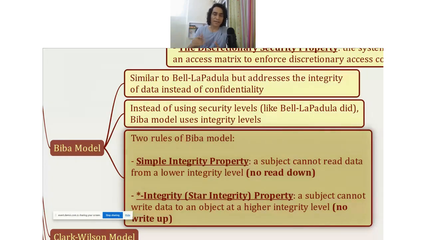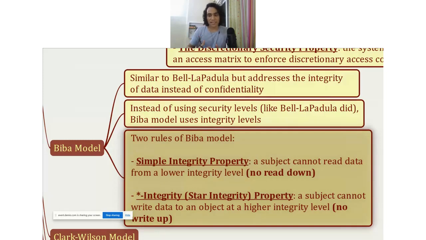Because when we're talking of integrity levels, we are talking about how trustful that specific data is. So if some data has got a higher integrity level, and some data has got a lower integrity level, then that means data at the higher integrity level is more trustworthy than the data at the lower integrity level, right? So this simple integrity property rule says that a subject cannot read data from a lower integrity level. Okay, why is that? Because you don't want the subject at a higher security level to be able to fetch information from a resource that is not as trustworthy.